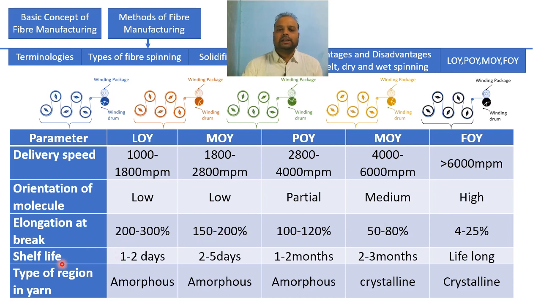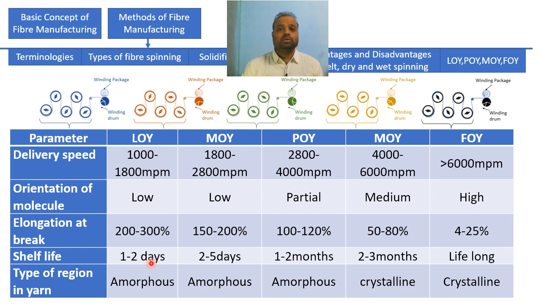Okay, the next differentiation point is shelf life. Shelf life is nothing but, when you create this type of yarn, let's say LOY yarn, it can preserve the properties of the yarn for up to 1 to 2 days, right? So when you exceed 1 to 2 days, you can keep this yarn as it is.